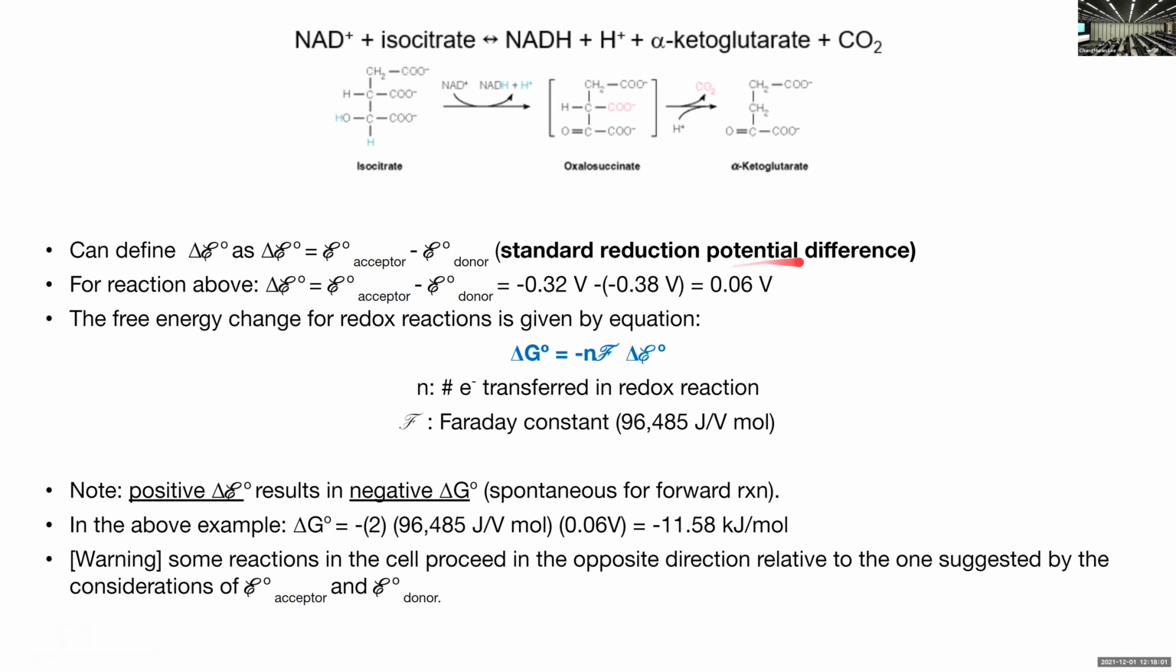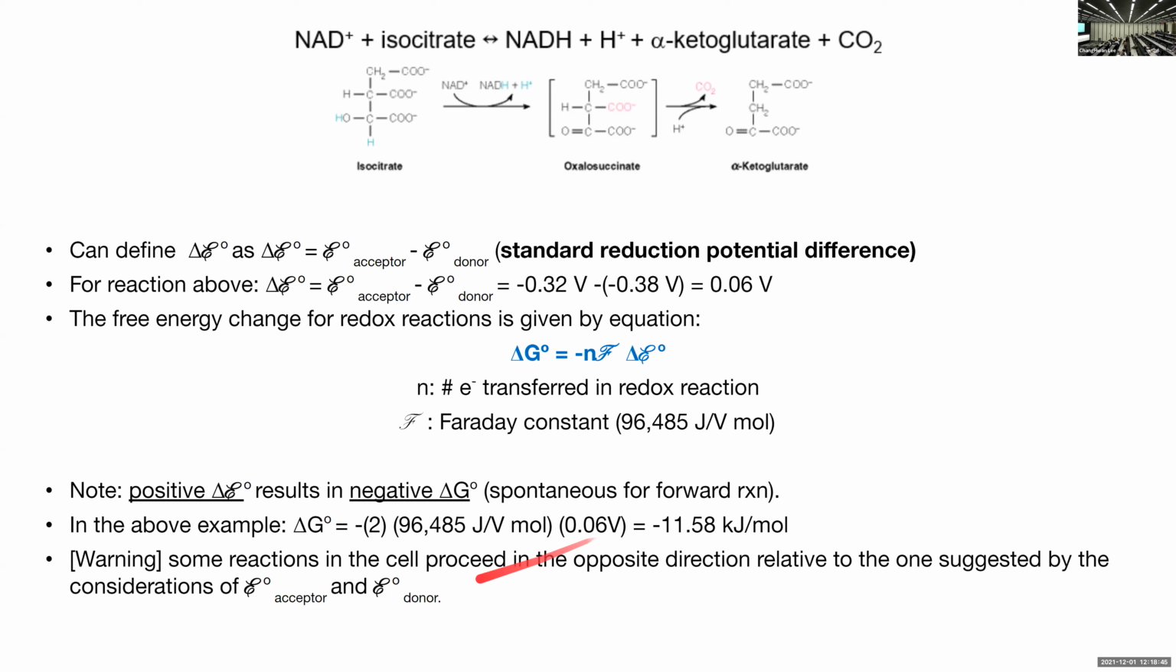So positive delta E naught will lead to negative delta G naught, and that means you're going to have a spontaneous reaction in the forward direction. Let's plug in those numbers again. You have 0.06 volts for delta E naught, and you also put in the Faraday constant. There were 2 electrons moved from isocitrate to NAD plus, so you put 2 here, and you end up getting negative 11.58 kilojoules per mole. So it's a negative value for delta G naught, meaning it's going to be a spontaneous process.